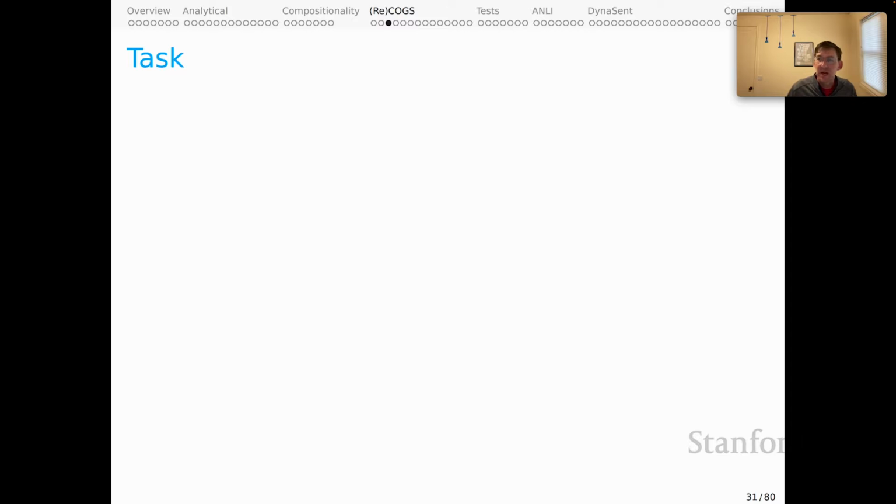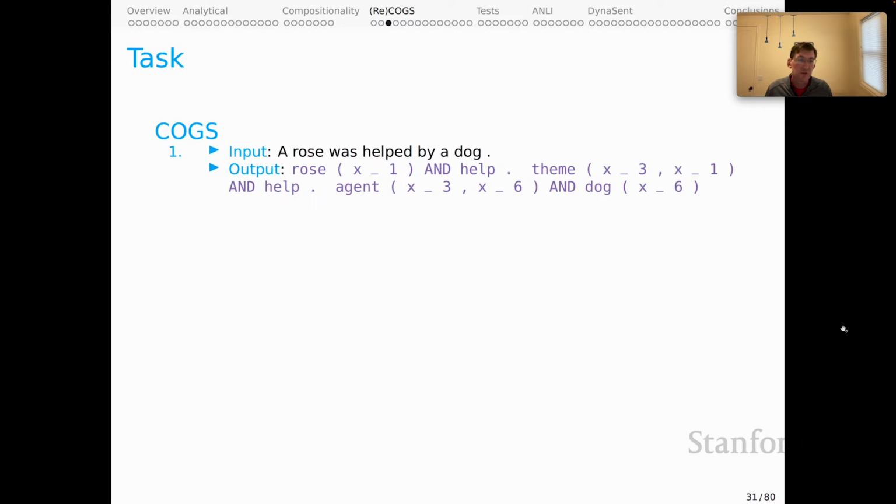Let's start with the task description. We'll look at COGS first. The inputs are simple English sentences like "a rose was helped by a dog," and the outputs are logical forms, that is, descriptions of the meanings of the sentences. And for COGS and ReCOGS, these are a kind of event semantic style descriptions.